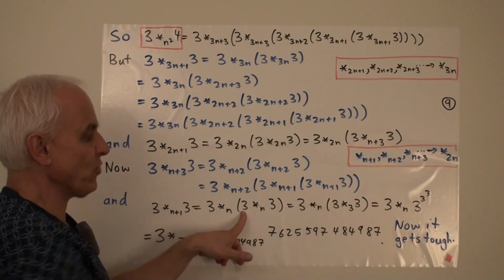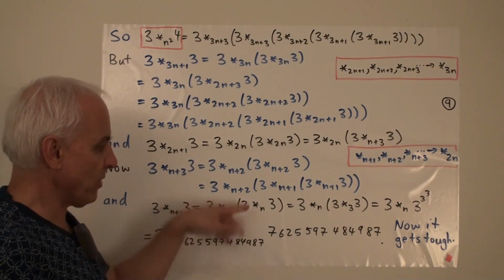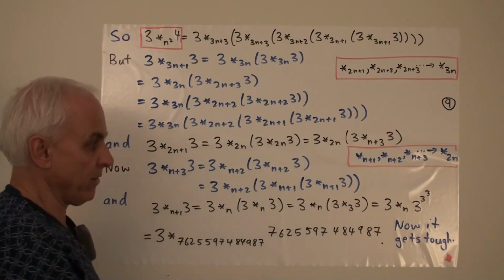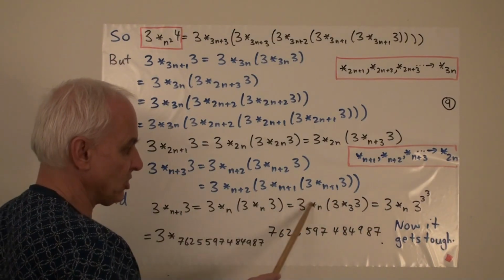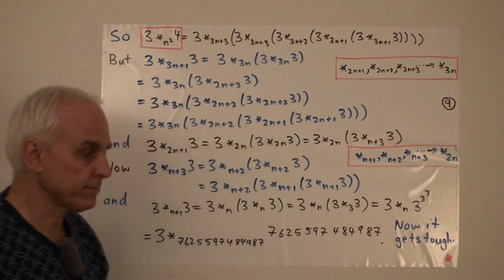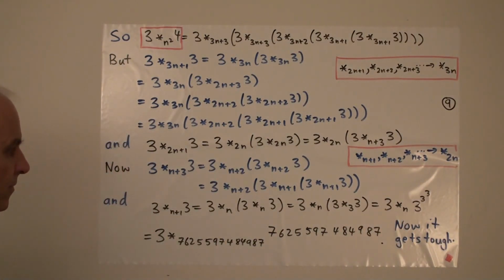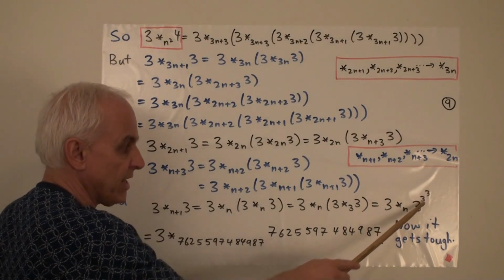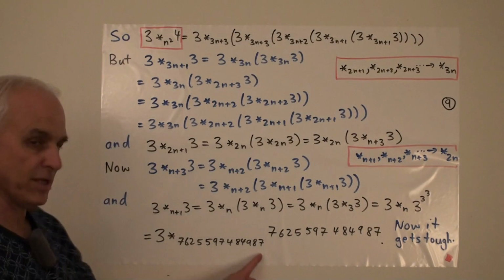This is our familiar triangle operator. So we've finally gone down the ladder and found something that we can recognize. There is 3 star n, 3 to the 3 to the 3. There's 3 triangle 3. So 3 to the 3 to the 3, that's 3 to the 27, and here is 3 to the 27.